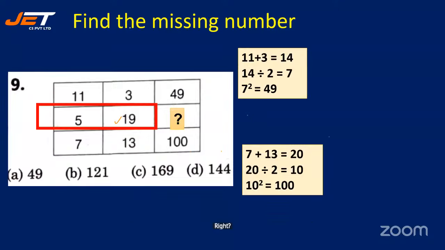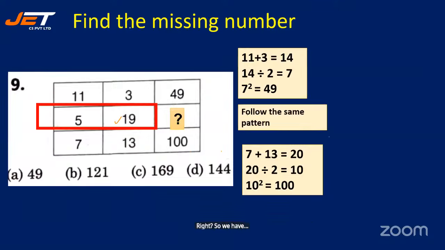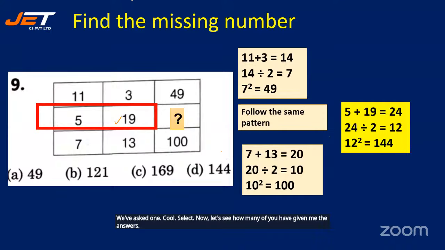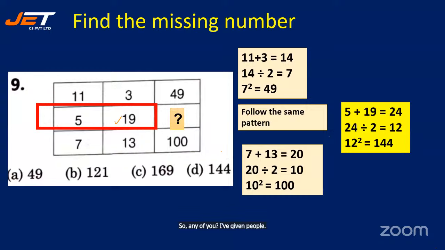Right. So we have 5, 19. So follow the same pattern. We have 5 plus 19, 24. 24 divided by 2, then 12 square will give us 144. All right. Now let's see how many of you have given me the answers. Okay. Right. Good. So many of you have given me the right answer. Good. See the next question.